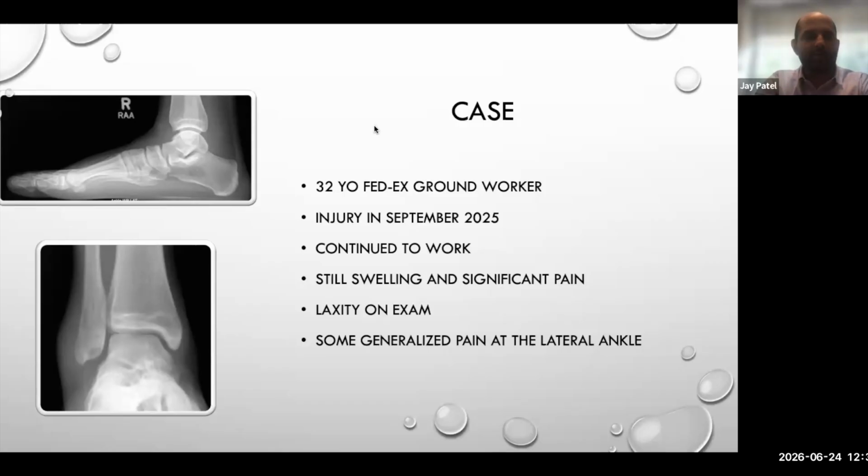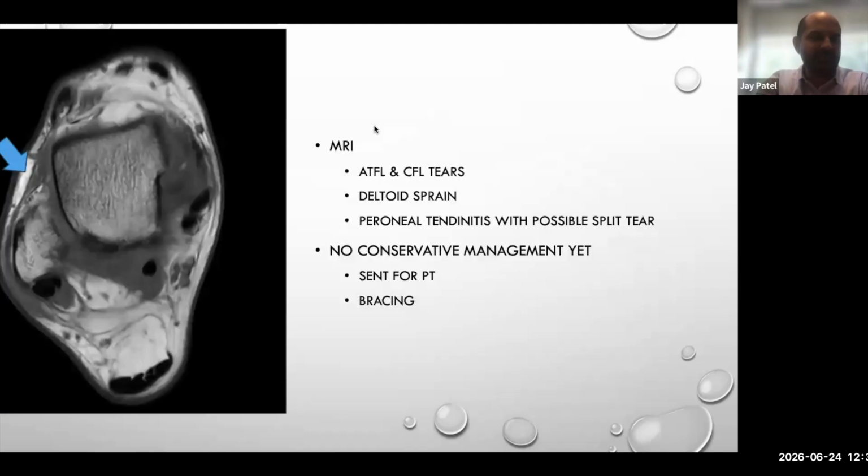While I don't expect their pain to resolve without treatment, continued swelling a couple of months after, particularly significant swelling and generalized pain, are things that I don't expect for patients. So I did get an MRI for that patient. MRI showed ligament tears: an ATFL tear, a CFL tear, and a sprain of the deltoid ligament. It also showed peroneal tendonitis with possible tear, but not necessarily a true rupture. If there is a longitudinal tear along the line of the peroneal tendon, they will still have good function, and that can be managed conservatively.